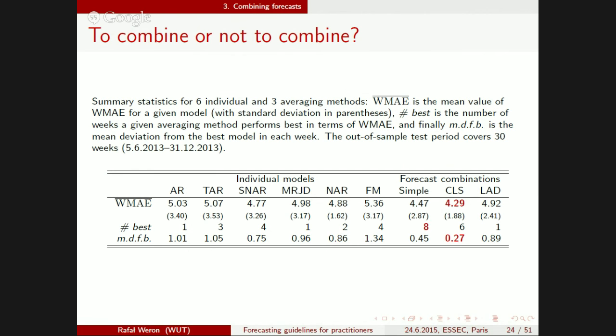If we look at some statistics and compute the weekly mean absolute error, weighted by the mean price in the whole week, the lowest values are obtained for one of the forecast combination methods, the constrained least squares method. For the number of times being the best forecast in a given week, this is for 8 weeks, the constrained least squares was the best, and the simple average was the second best. If you look at the mean deviation from the best model in a given week, again, the combination methods are way better than the individual methods that were used to obtain those combined forecasts. So combining in the case of point forecasts definitely makes sense. And this has been noted in the load forecasting literature, not so much in the price forecasting.